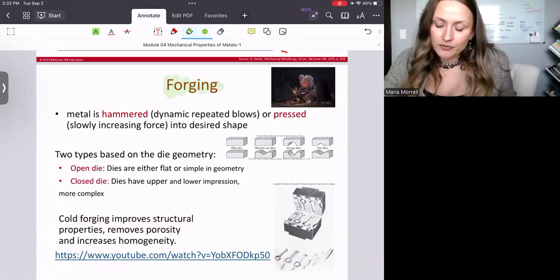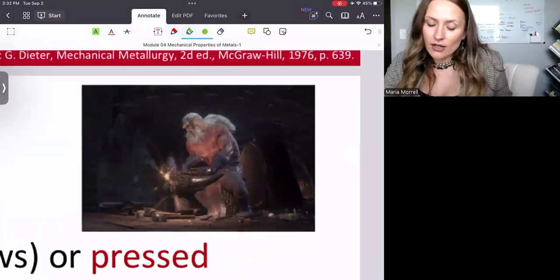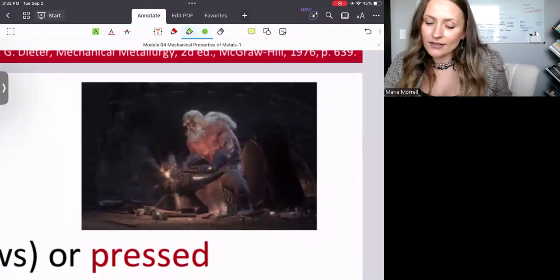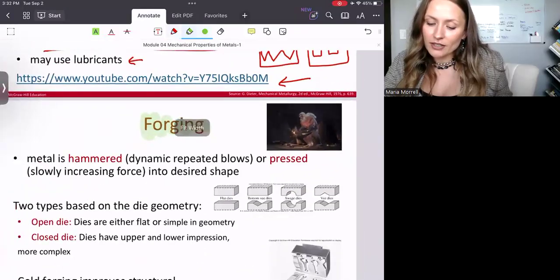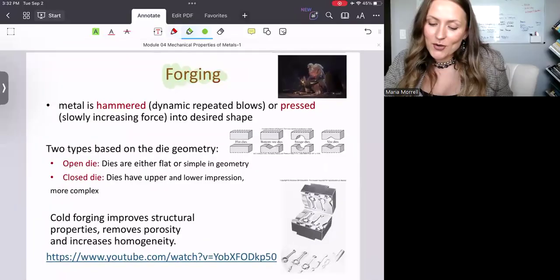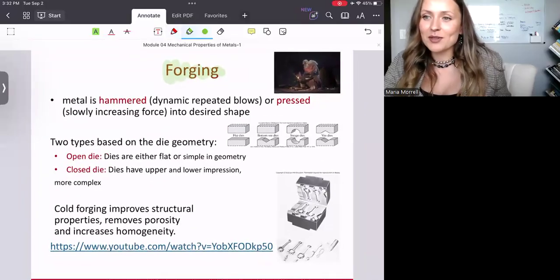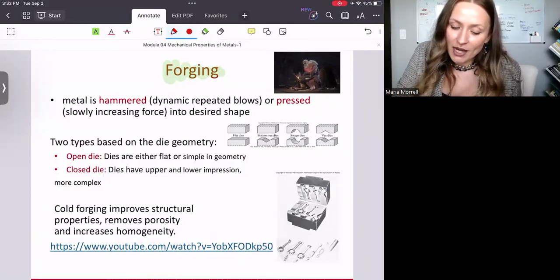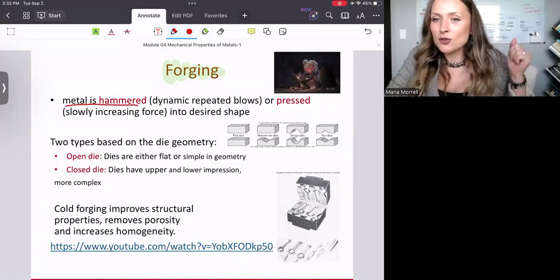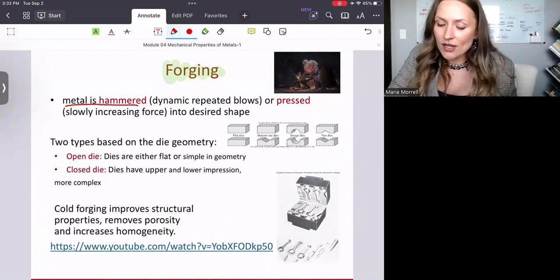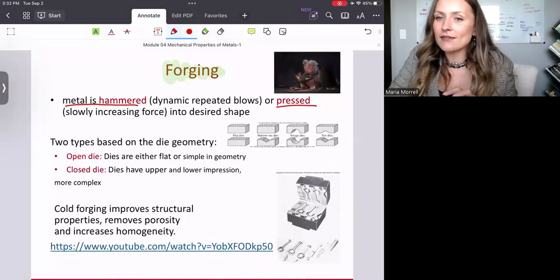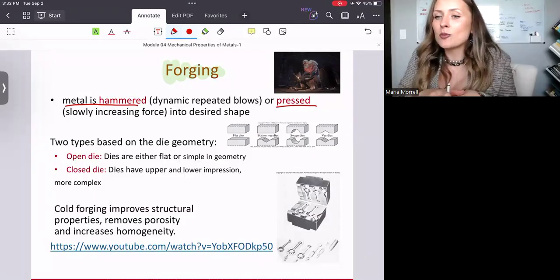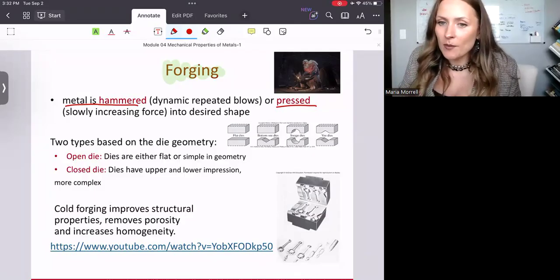Forging, okay? Hopefully someone recognizes this guy. This is Andre from one of my favorite video games. And I thought this is probably the best way to introduce what forging is, right? So, metal is hammered, right? Which means dynamic repeated blows, or it can also be pressed very slowly, usually with increasing force, until it is slowly pressed into a desired shape.